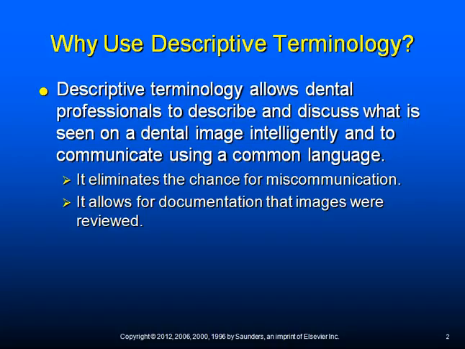Descriptive terminology allows the dental hygienist to describe what is seen on an image without implying a diagnosis. The patient's medical and dental history, clinical findings, signs and symptoms, laboratory tests, and biopsy results are all necessary for the dentist to make a definitive diagnosis.